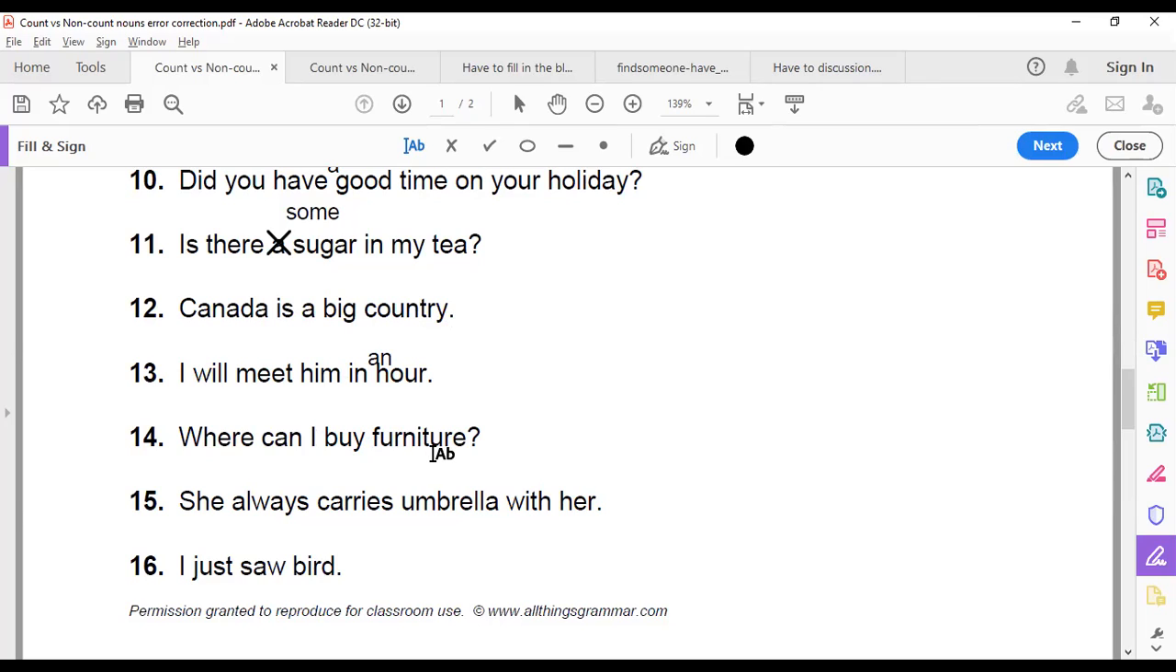Where can I buy furniture? You know, furniture means your table, your closet, sofa, things like that. So furniture is an uncountable. Yeah, correct. It's non-countable. That's right. Where can I buy furniture? Is this correct or should we make a change in there? ¿Algún cambio que hacer or should we leave it that way? It's correct. Yeah, correct.